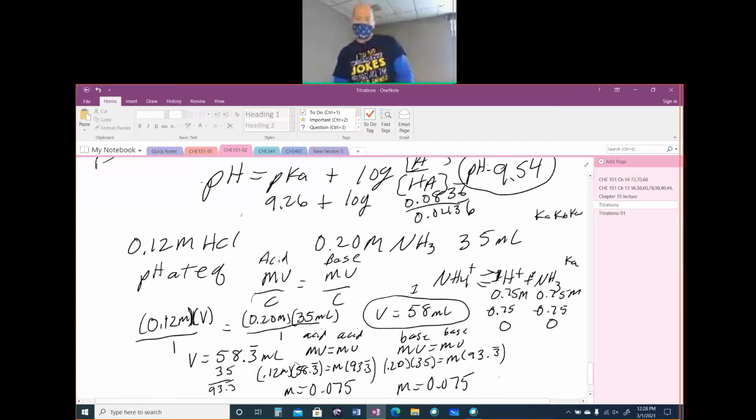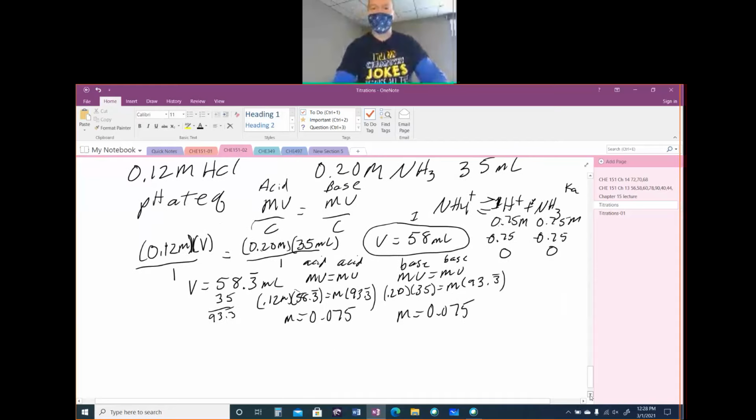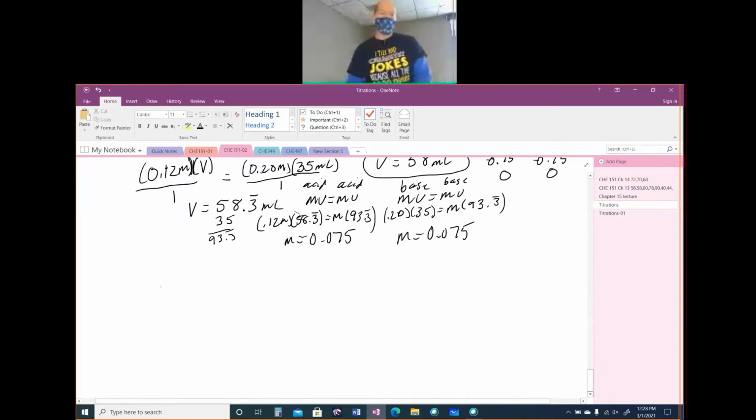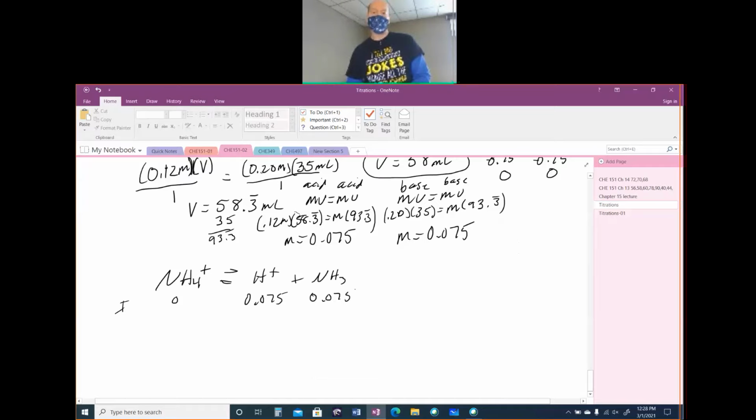And on the other side, you will have 0.75. So rewrite this down here where I have more room. All right, so you got your NH4 plus. Initially, it is 0. Our H plus, we just calculated 0.075. Our NH3 that we just calculated, 0.075. All right, and that is our Ka reaction.